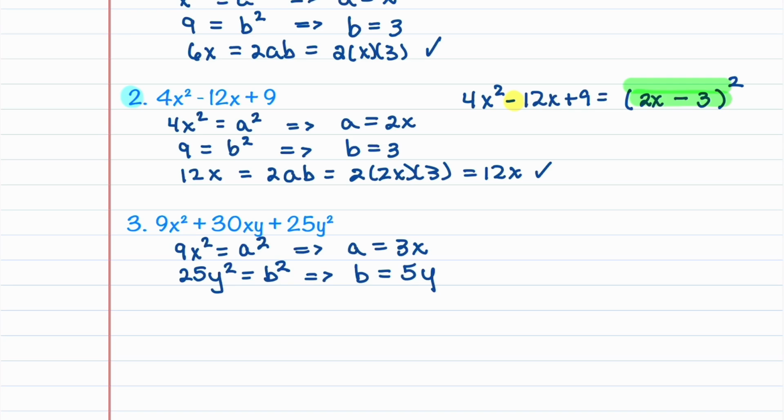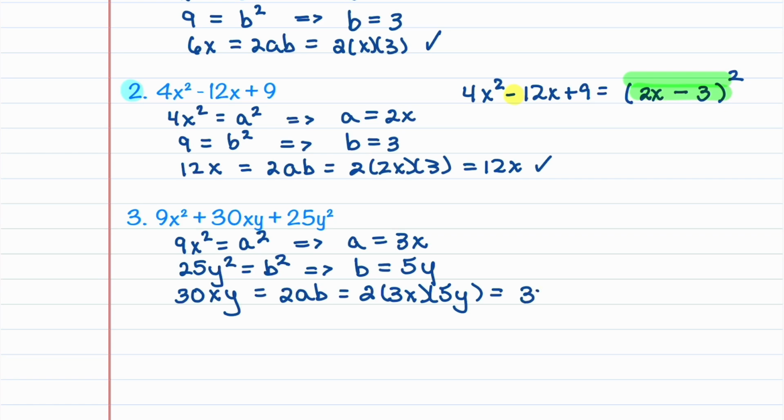Now let's just do a check to make sure that we have a perfect square trinomial. We have 30xy as our middle term, and let's see if this is 2 times a times b. If we take 2, multiply it by a, which is 3x, multiply by b, which is 5y. Let's see here. We get 15 times 2, which is 30xy. So we're good. Now we can write our answer in factored form.